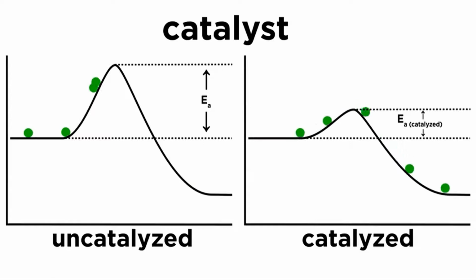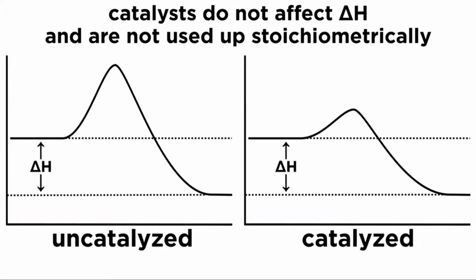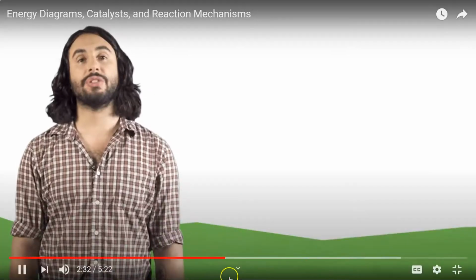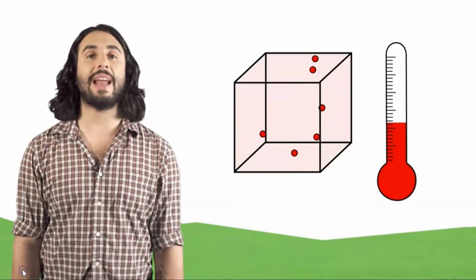Most people would refer to a catalyst as something that speeds up a reaction. While this is often true, catalysis typically results in a faster rate of the reaction. A better definition is that a catalyst is something that lowers the activation energy of a reaction. Because the activation energy is lower, many more collisions will result in a successful reaction, which is why catalysis typically results in a faster rate of reaction. Catalysts do not affect the delta H of a reaction, and they are not used up stoichiometrically.